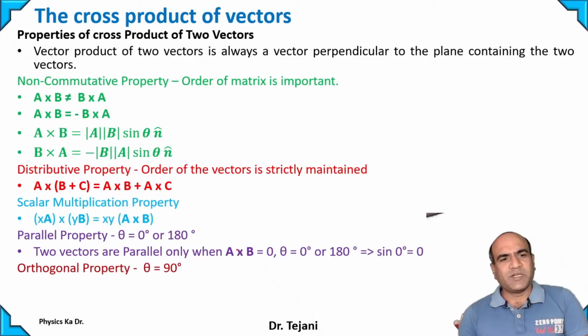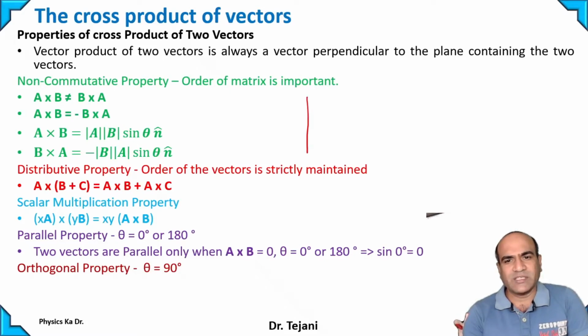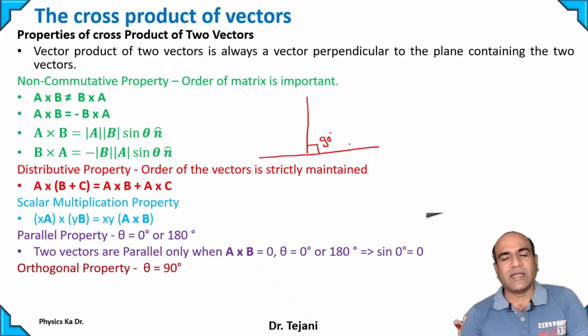And the last property is orthogonal. Orthogonal, you will see many a time. Orthogonal means it is just showing perpendicularity. Orthogonality means the 90-degree property. So here, if you talk about two vectors, A and B, and this angle is 90 degrees, then what?